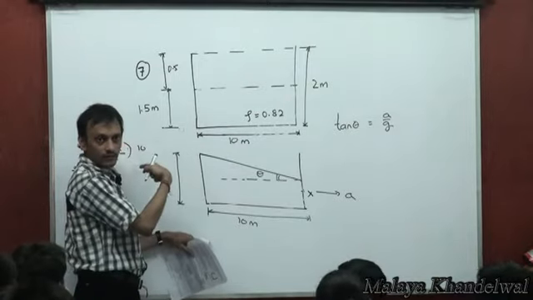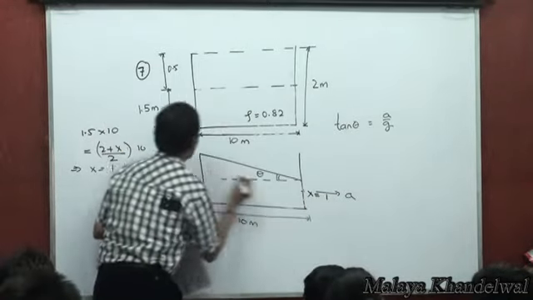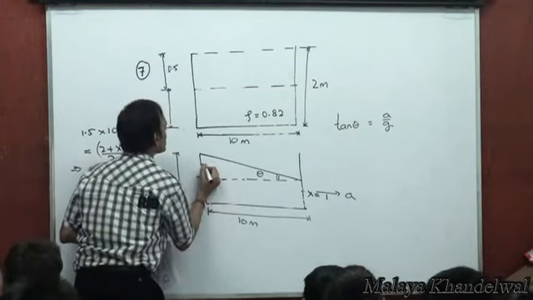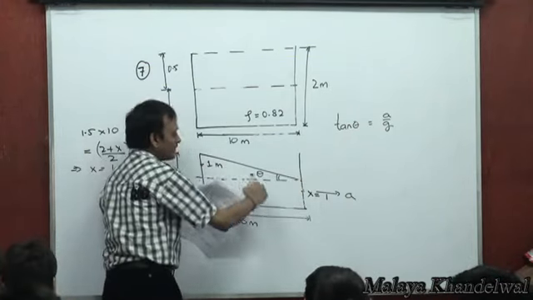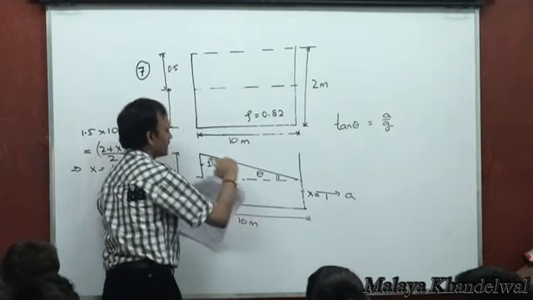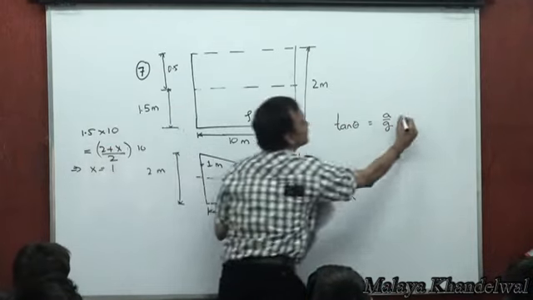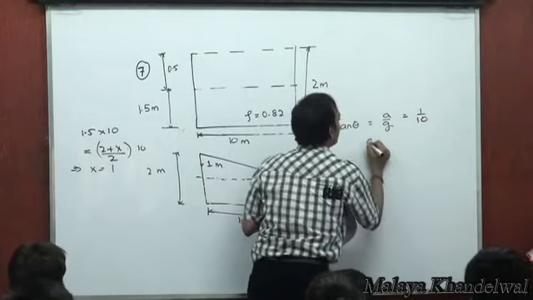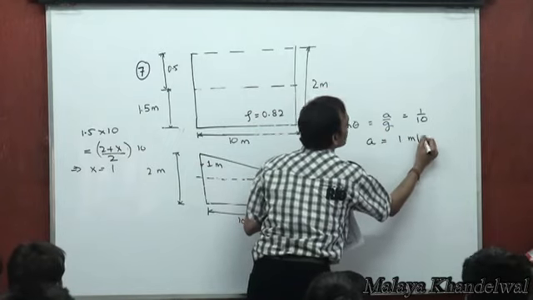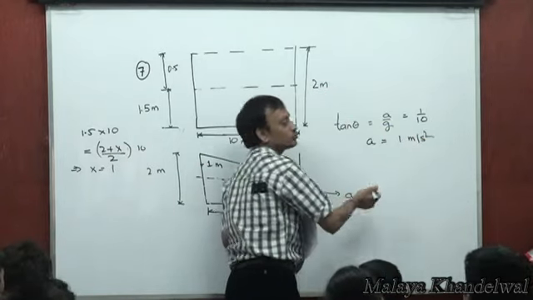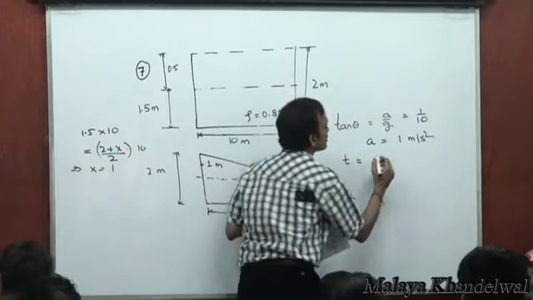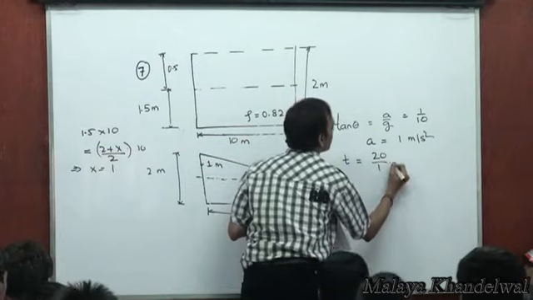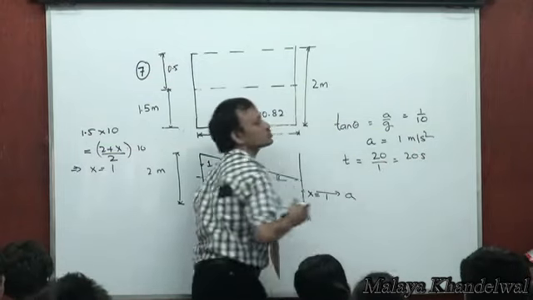You समझे क्यों किया? This x is 1 meter means this is 1 meter. This is 10 meters. So tan theta would be 1 by 10. A is therefore 1 meter per second square. So the required time in which 20 meters per second is reached is like 20 divided by 1, that is 20 seconds. That's the shortest time.